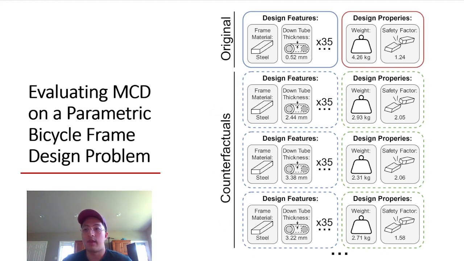Now, MCD comes up with many designs that satisfy the requirements, 3 of which are shown here. In general, it identified that the down tube thickness is a key structural shortcoming of the original design and has made significant changes to this parameter across all counterfactuals it generates. Though it's not shown here, it also optimizes the other 35 design variables to cut down unnecessary material and save weight, realizing the weight savings that we desired.